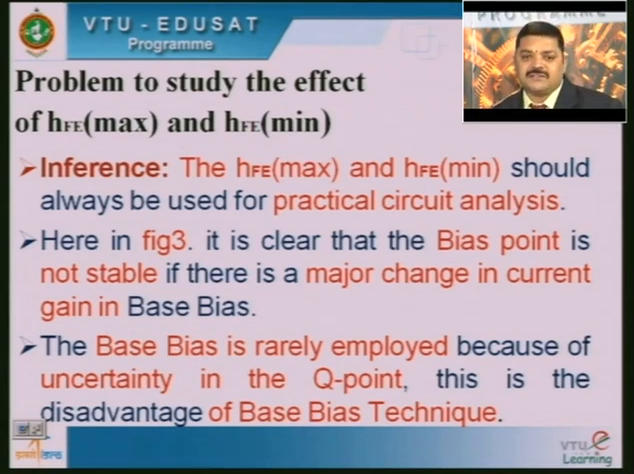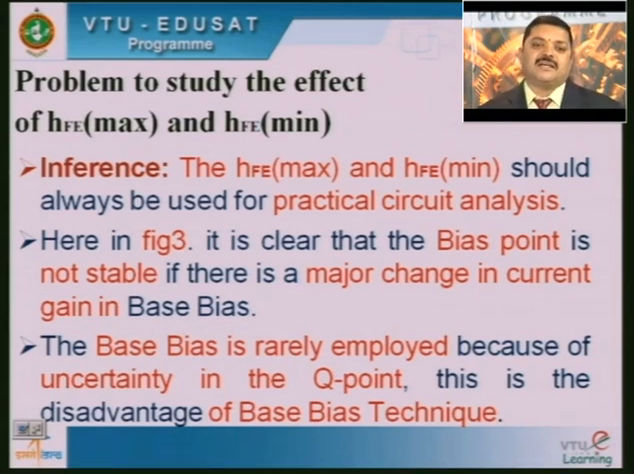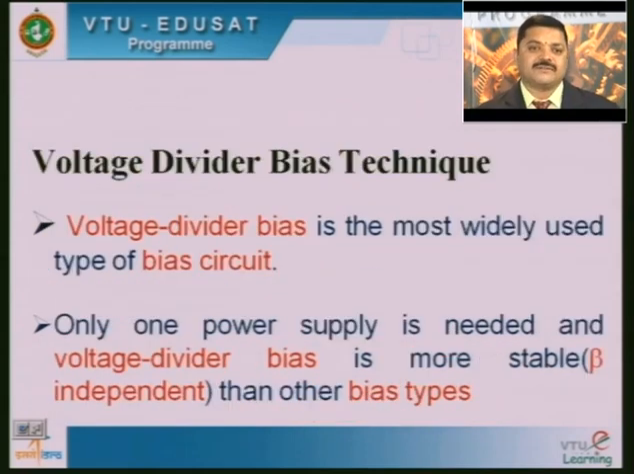The base bias is rarely employed. Why? Because there is an uncertainty in the Q point. So, the base bias is rarely employed because of uncertainty in the Q point. This is the disadvantage of the base bias technique. So, the base bias technique cannot be used as an efficient biasing technique for biasing the transistor for getting faithful amplification. This is the conclusion out of this.